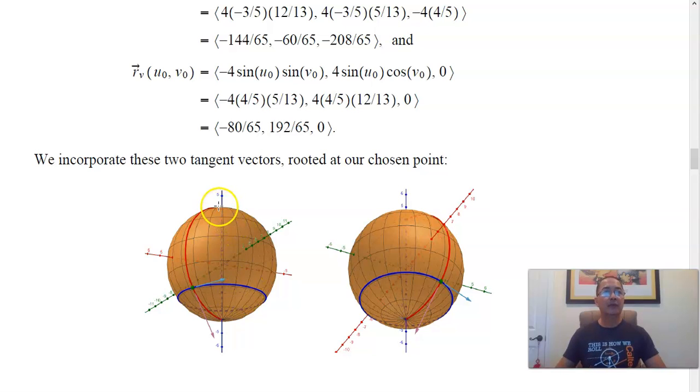Okay, so who was the red one? That was the one with the constant theta, so that's the constant v. So it's the partial with respect to u, this one. Okay, and yes, because the z-coordinate here is negative, the vector is pointing down. Here the z-coordinate is 0, it's just staying level. So that is the partial of r with respect to u at that point, and this is the partial of r with respect to v at that point.